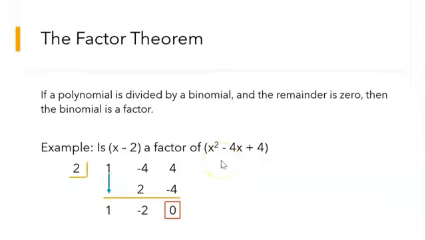So I have an example here. I divided my polynomial by this binomial using synthetic division. And when I did that, I got a remainder of 0. So in this case, x minus 2 is a factor. And if you wanted to know the other factor, this would be the result down here. This is x minus 2 again. So x minus 2 times x minus 2 will get you this polynomial here.